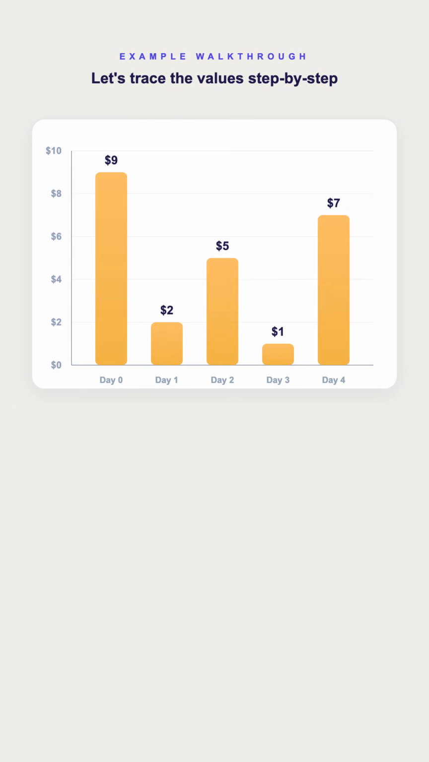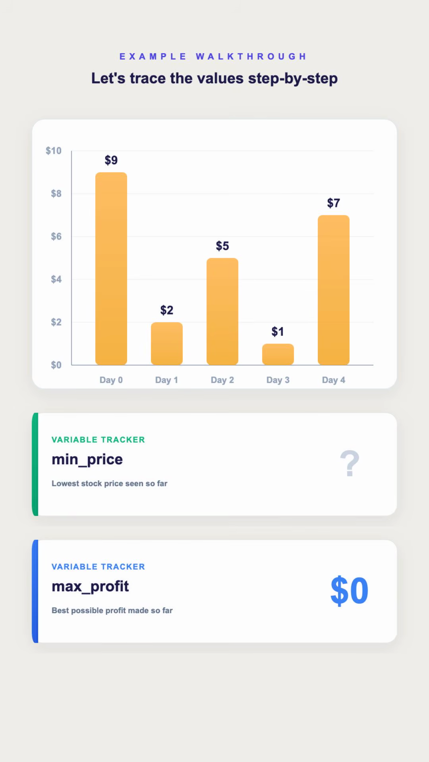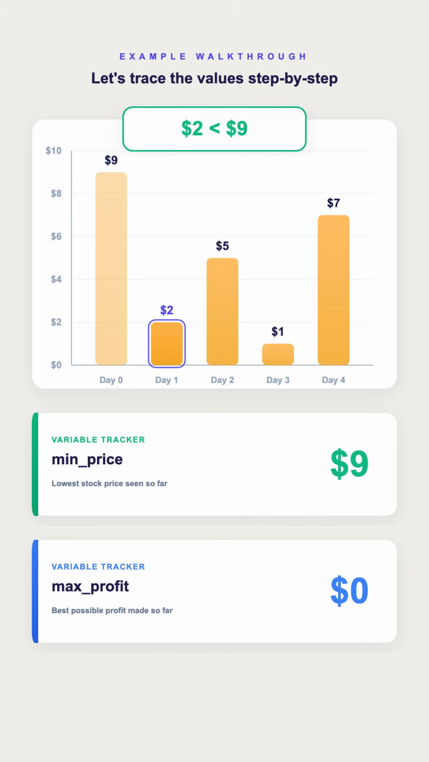We are going to use 2 variables: min price to track the lowest price we have seen so far, and max profit to track the best profit we can make as we go through the array. We start at 9, so initially min price is 9 and max profit is 0. Next we see 2, and since 2 is smaller than 9, we update min price to 2. Then we see 5, and if we sell at 5 after buying at 2, the profit is 3, so we update max profit to 3.